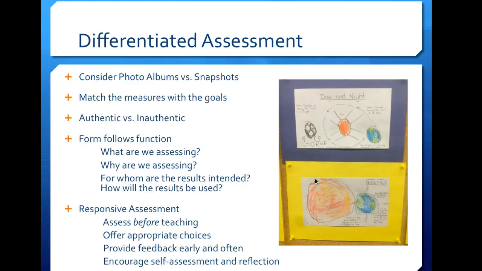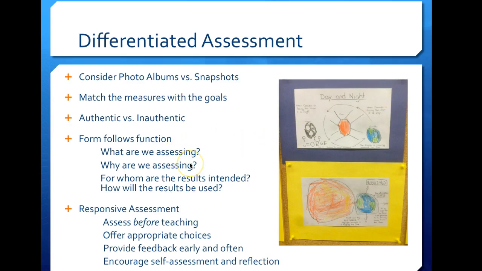Consider photo albums versus snapshots. So your assessment, what you're looking at are photo albums of work over time. So you can see the difference of George on the bottom versus George on the top. This is a parent night. So this is assessment, and you're matching the measures with the goals. He was mirror writing. He now is writing correctly. He's very organized. It's not a global coloring kind of thing. He had an idea. He had already some ideas, and somebody did actually dictate for him.